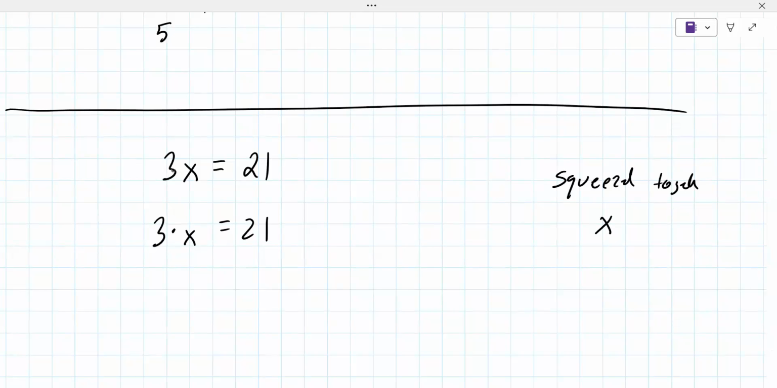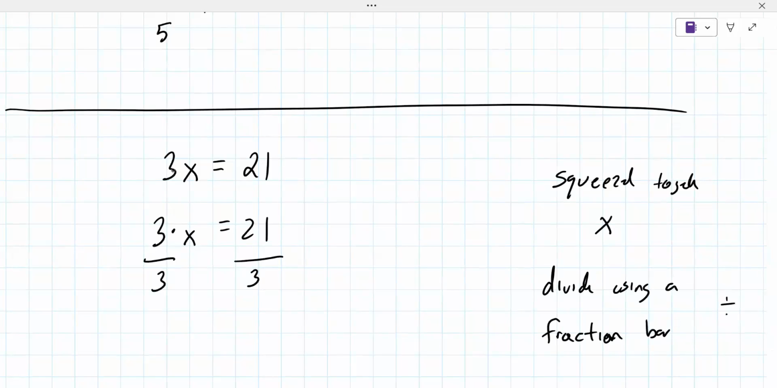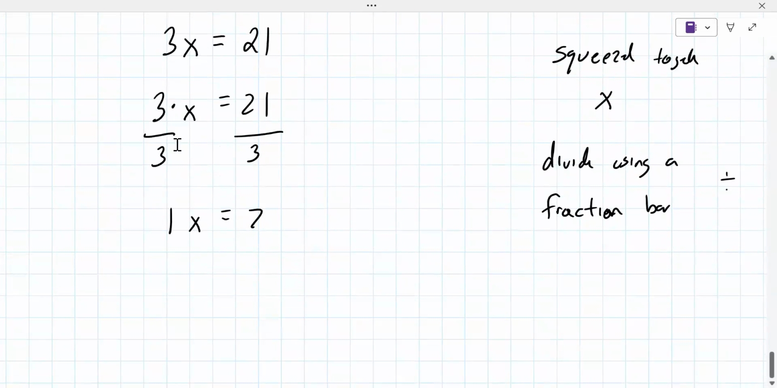So how do you undo multiplication? With division. You divide both sides. Now you divide using a fraction bar. You do not write the division symbol. You do the fraction bar here. So then on the left, 3 divided by 3 is 1x equals 7. And what you don't need to do now is write 1, you can just write x.